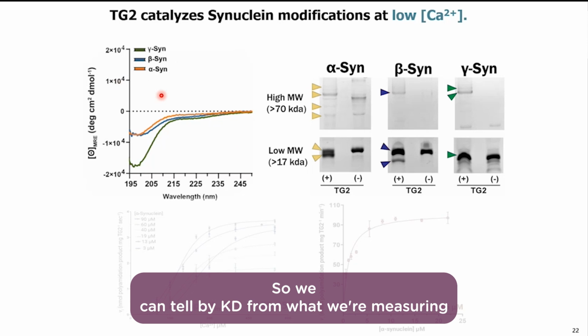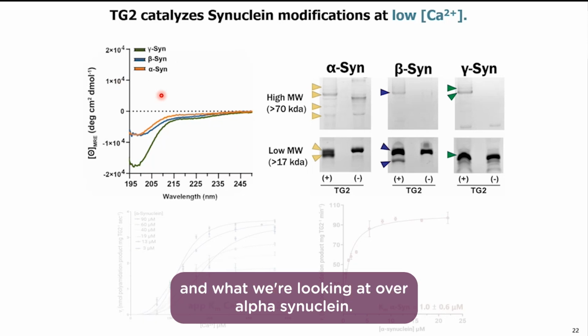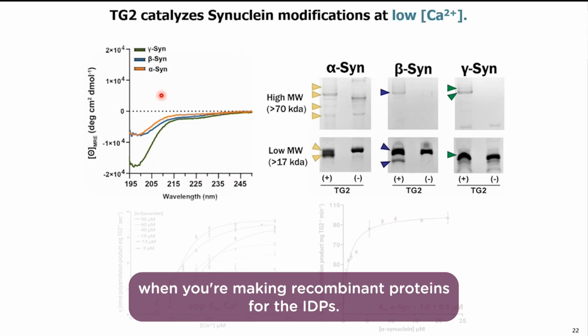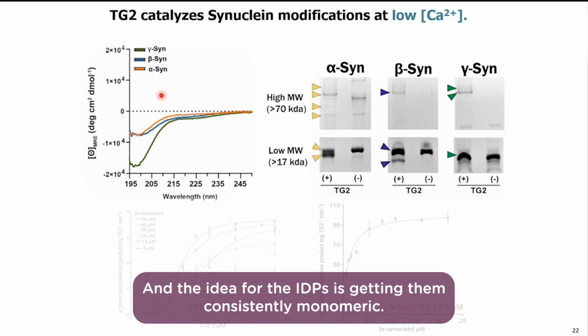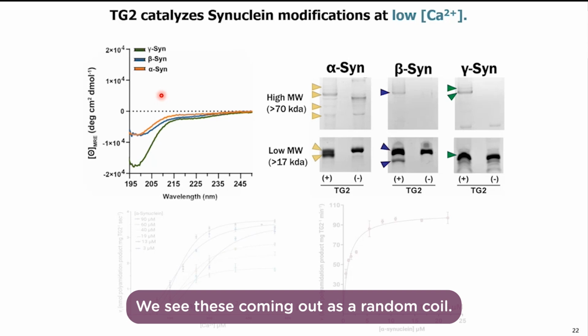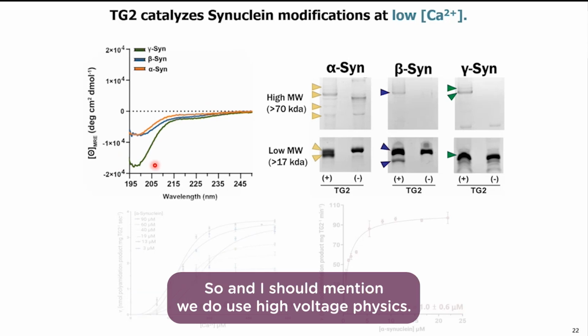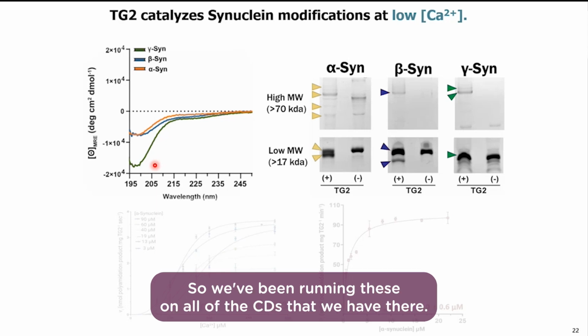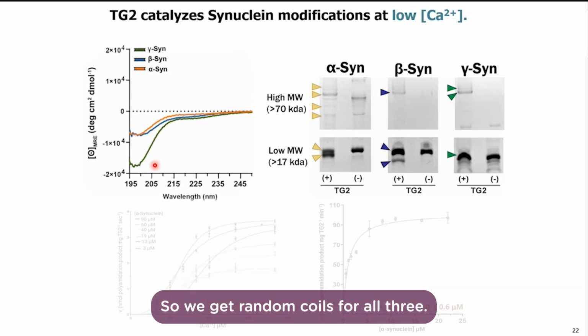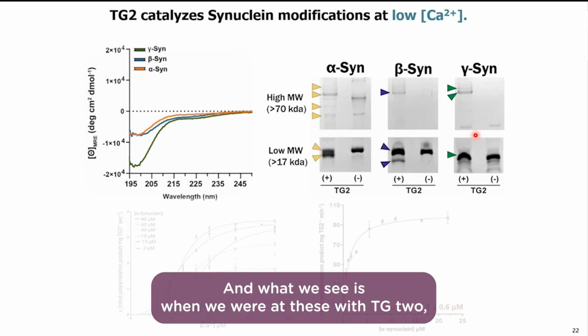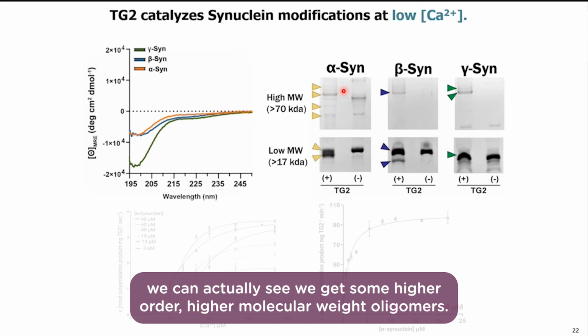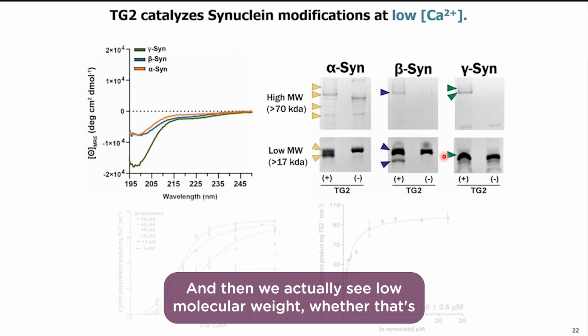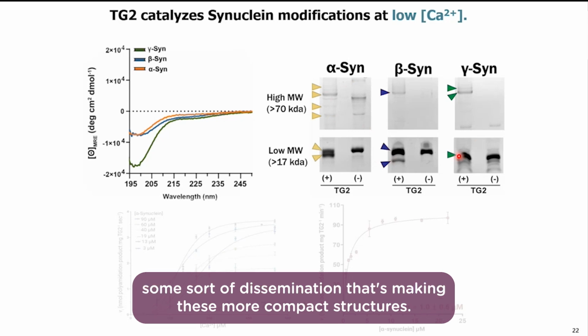We can tell by CD, from what we're measuring, that all of our alpha-synucleins are monomers, which is really hard when you're making recombinant proteins for the IDPs: getting them consistently monomeric. We see these coming out as a random coil. I should mention we use Applied Photophysics; we've been running all of our CDs there. So we get random coils for all three. And when we react these with TG2, we see some higher molecular weight oligomers. And then we also see low molecular weight species, whether that's some sort of deamidation that's making these more compact structures. We're not sure yet.